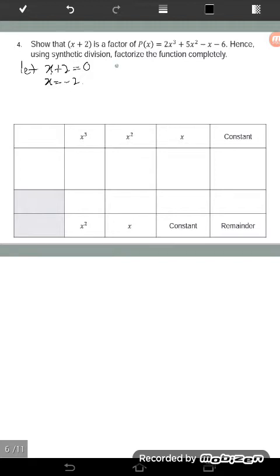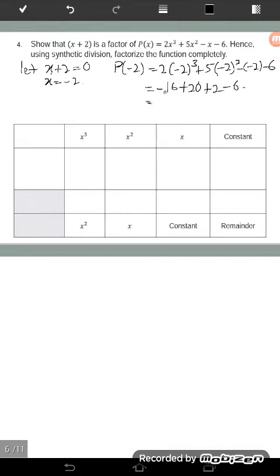Okay, so we will have p negative 2, which is equal to 2 times negative 2 power of 3 plus 5 negative 2 power of 2 minus negative 2 and minus 6. Okay, so here negative 2 power of 3 is negative 8. Negative 8 times 2, negative 16. Next, negative 2 power of 2 is 4. 4 times 5, positive 20. And this one negative 2 plus 2. And here minus 6. So you will have negative 16 plus 20, which is 4.